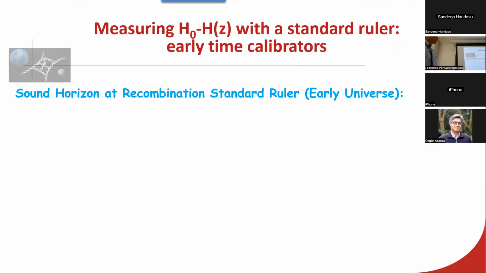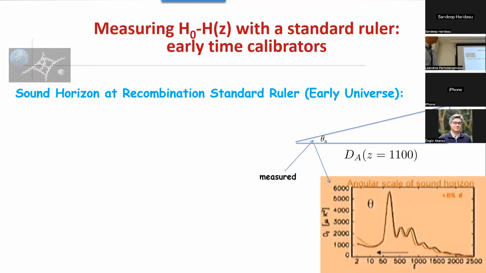So we can use this sound horizon at recombination as a standard ruler. We can measure this theta to this standard ruler from the CMB angular power spectrum. This is measured from the peaks of the spectrum. So if we change theta somewhat, these peaks change. Here's an example: if you change it by 8%, this is the difference in the peaks. So you see that it's sensitive to theta.